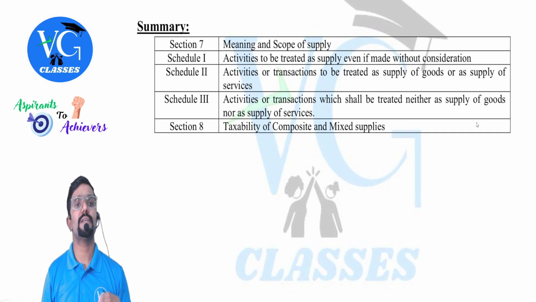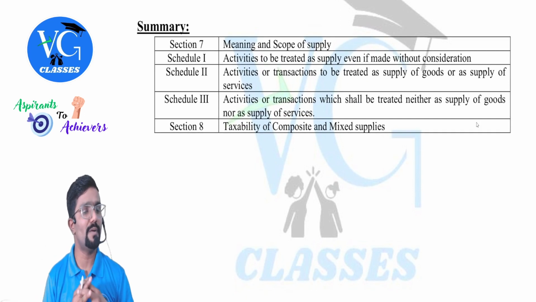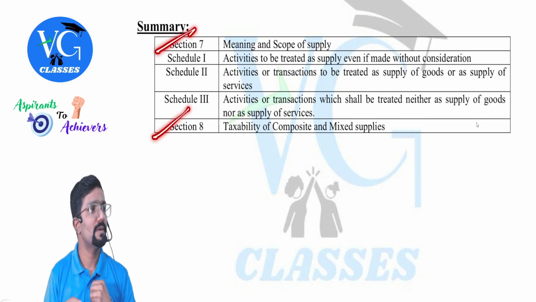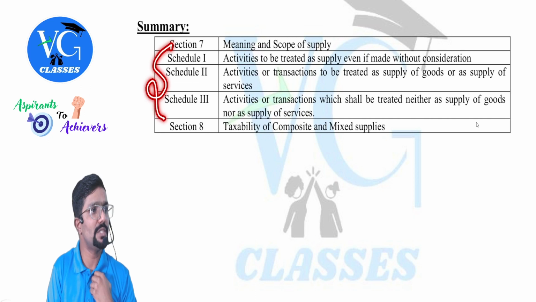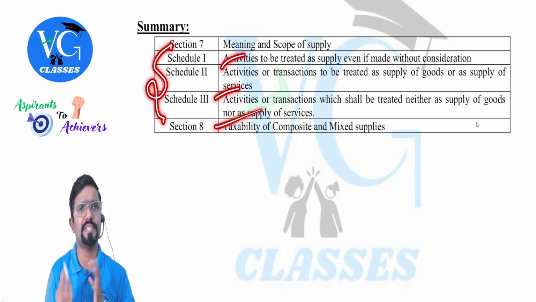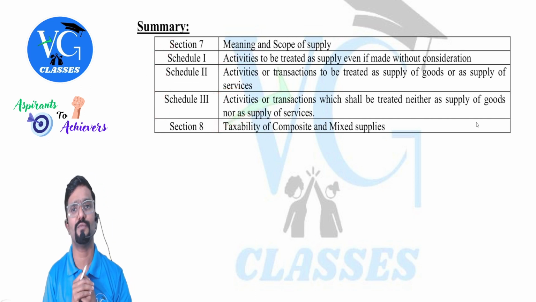Yeah, so in this chapter, silence. In this chapter, what all we have covered, people? Section 7 as well as section 8. Section 7 has to be read along with 3 schedules. Schedule 1, 2, and 3. I've just given the headings here for a quick reference for you.